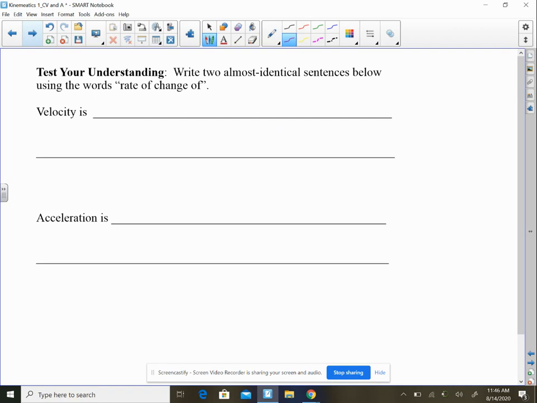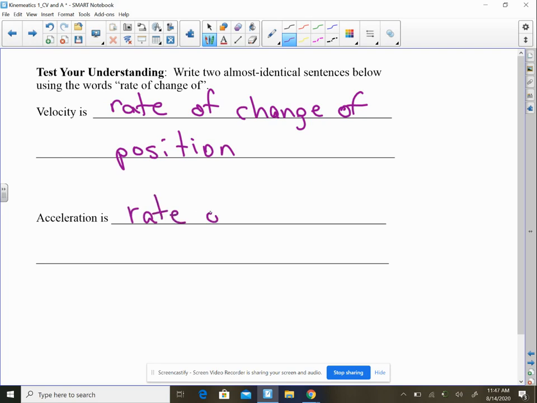Okay. And so if we describe the difference between velocity and acceleration, you could define these as rate of change of what? Go ahead and define those. Velocity is the rate of change of position. And acceleration is the rate of change of velocity.